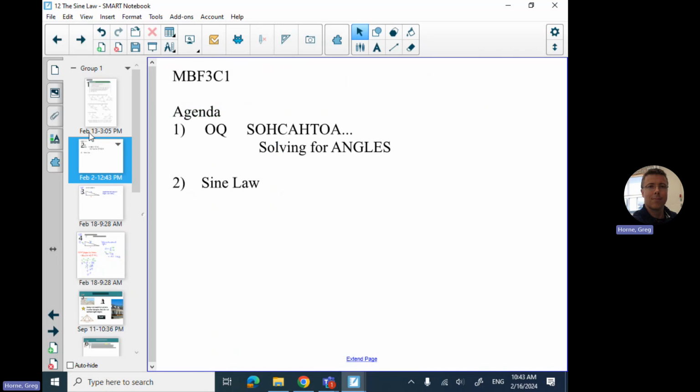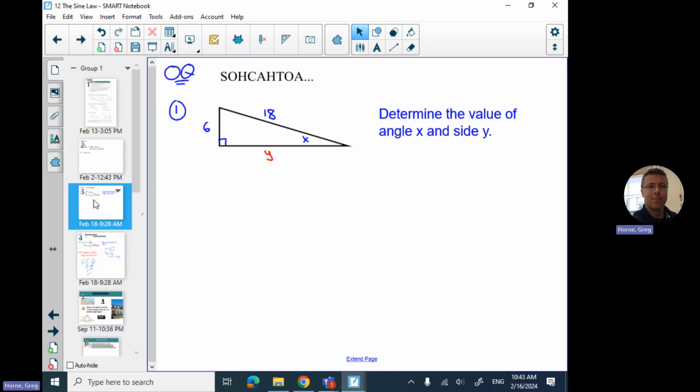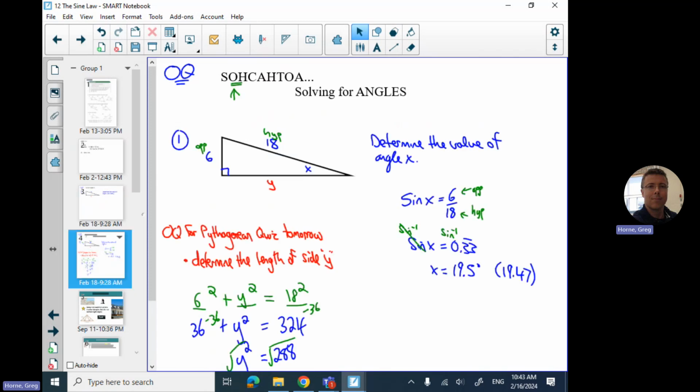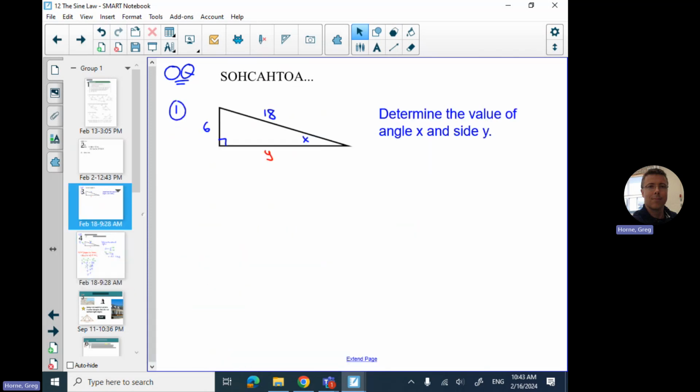All right, so hello everyone. We're going to look at a new thing called the sine law. If you want to look at solutions for another SOH CAH TOA example, I left it in here from previous times. Solving for x and y, the solutions are there, but I'm just going to leave that one for you to look at on your own and ask for help if needed.